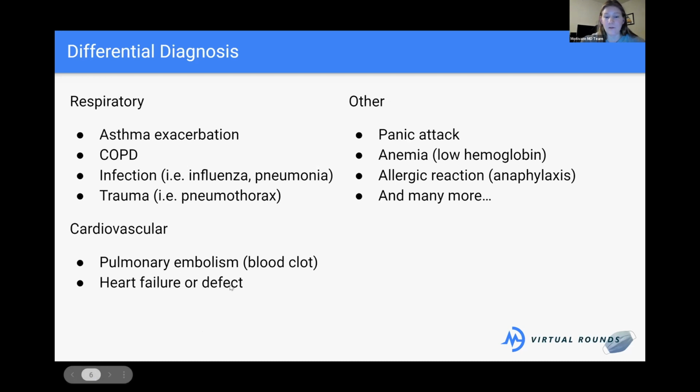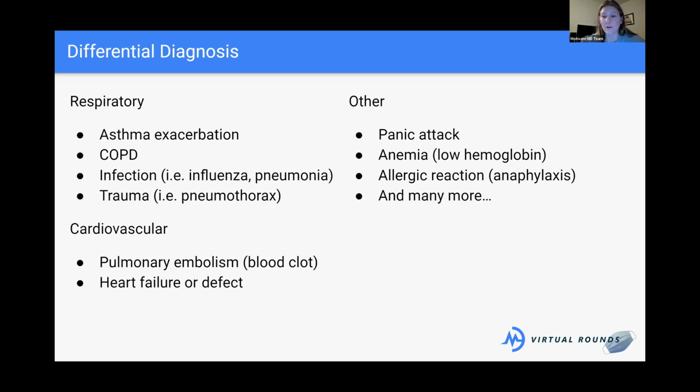Less likely again, but wanted to keep it on the list, is something like heart failure or heart defect. If she has a prior history of heart disease, this could be an acute exacerbation of that. And then in this other category, we've got a conglomerate of things. I always want to include something psych on the list, because people do tend to forget about it sometimes. Maybe this patient has a history of anxiety or a panic disorder, and this is a panic attack. And that we need to treat differently for a mental health cause versus a physical health cause.